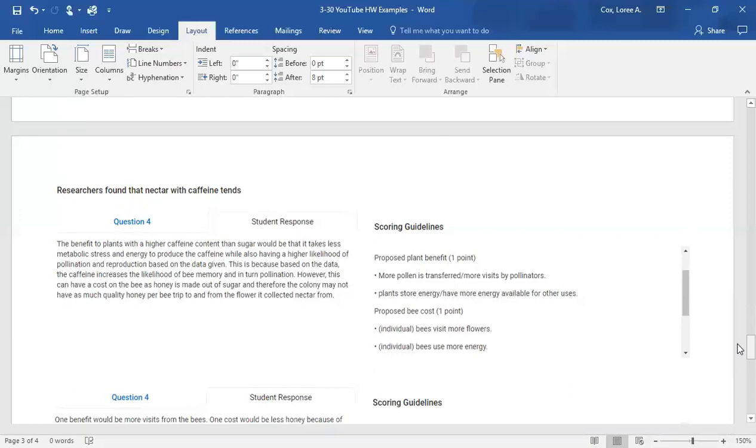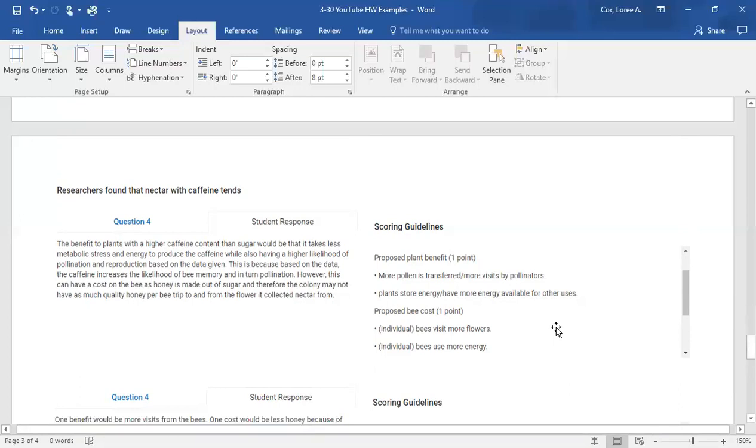Really, really good job. This is because based on the data, the caffeine increases the likelihood of bee memory and in turn pollination. However, this can have a cost on the bee. So they told me that they're switching to the cost of the bee. And honey is made out of sugar and therefore the colony may not have as much quality honey per bee trip and from the flower it collected the nectar from.